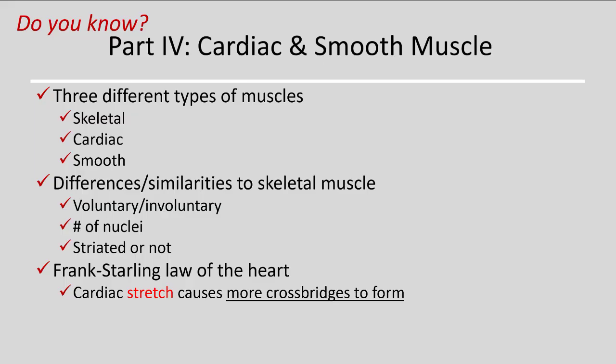So you should know the differences between the 3 types of muscle in terms of, is it voluntary, involuntary? Does it have 1 nucleus or does it have many nuclei? Is it striated or is it not? You should know the Frank-Starling law of the heart really means that when a heart muscle is stretched by being filled with more blood, it causes more cross bridges to form, and that causes it to create more force.